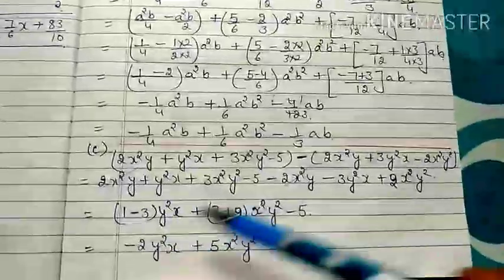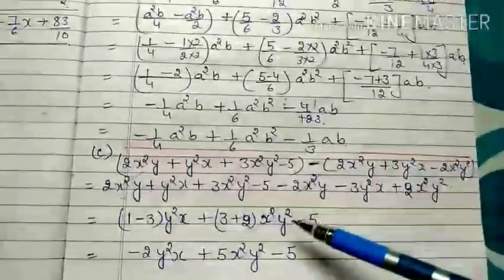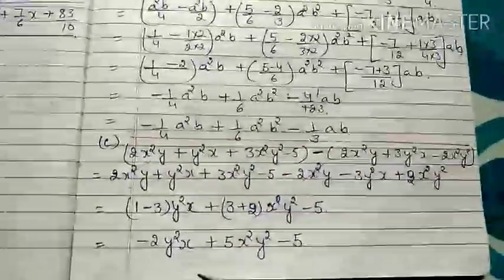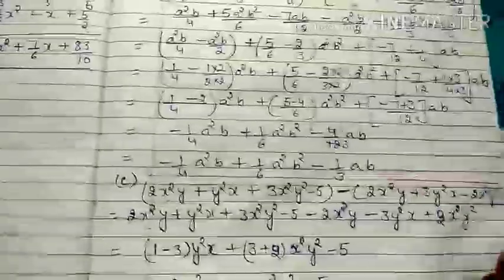And now you arrange the like terms. If any cancellation term is there, the same term with opposite sign, you can cancel it, and the other like terms you can arrange. So your required answer is minus 2y square x plus 5x square y square minus 5.